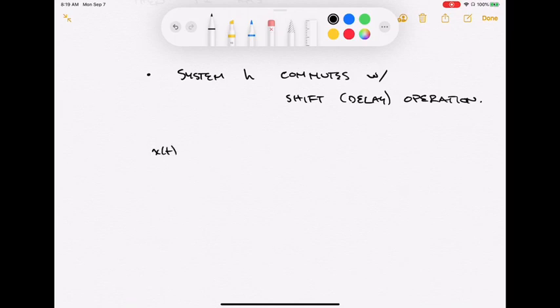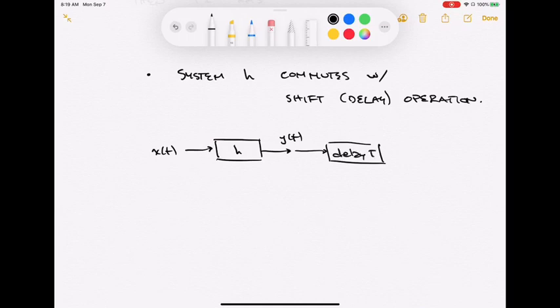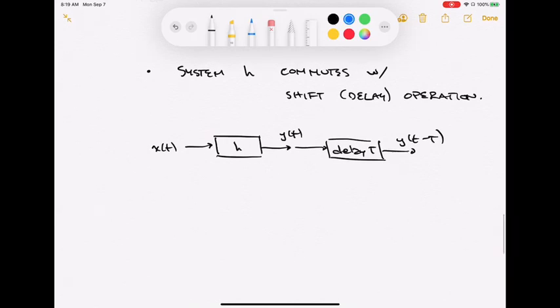If I take an input x of t and I run it through my system H, we know that generates an output y of t. And then I'm going to take that y of t and delay it by some amount cap T. What do I get? I get y of t minus cap T. The commutability between system and delay says that we can interchange the order of those, and it shouldn't make a difference on the overall output of the system.